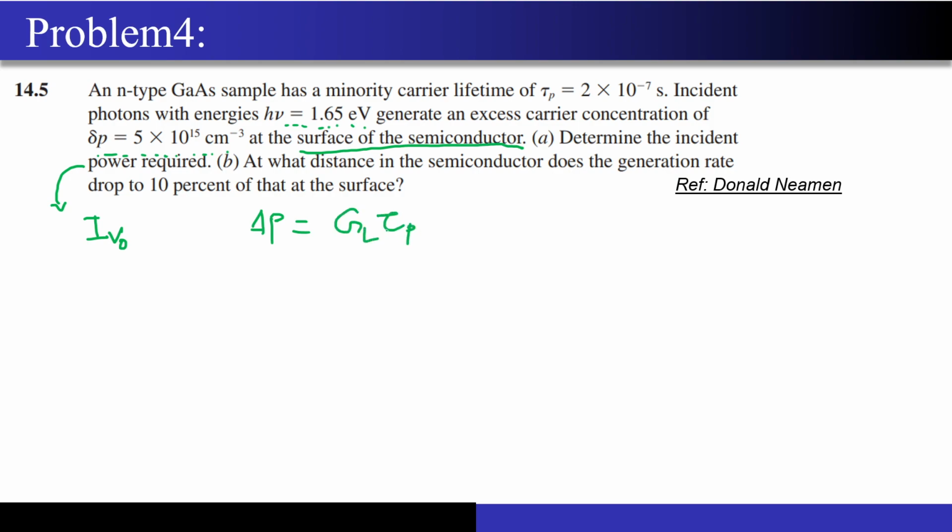This is what we know, correct? So this is the equation that we should remember. This is given to me, this is given to me, even this is given to me, but GL is not known, so I can easily calculate the GL from here. What is the advantage of knowing the GL?